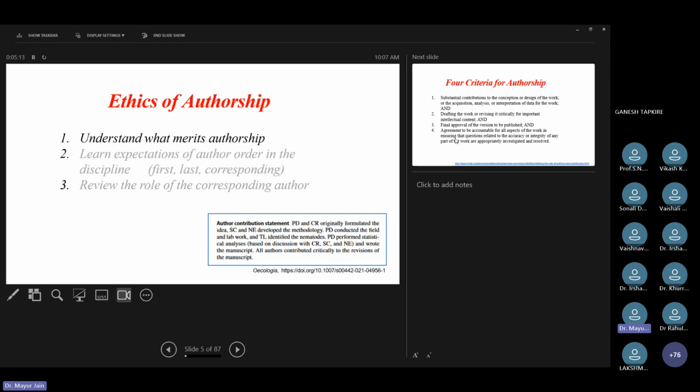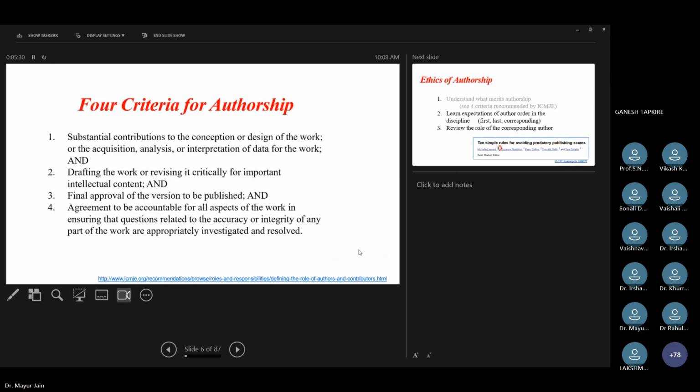And that's why, as you have seen, nowadays journals ask for an author contribution statement or author credit statement, where we have to give which author has done what kind of work in your study. So that is, I think, the first thing that we should learn. There are four criteria for authorship.